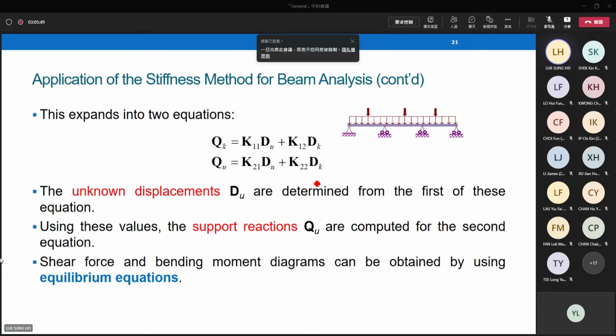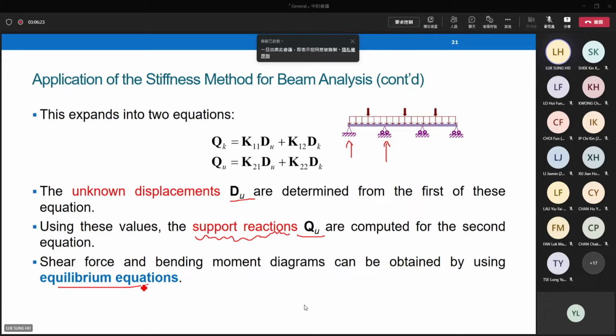Recall this is a displacement method. So we first find out displacement and then find out reactions as usual. One thing I want to remind you. After determining all the unknown reactions, you can use force equilibrium and moment equilibrium to double check your answer. Right? For the support reactions, you can use equilibrium equations to check the answer.